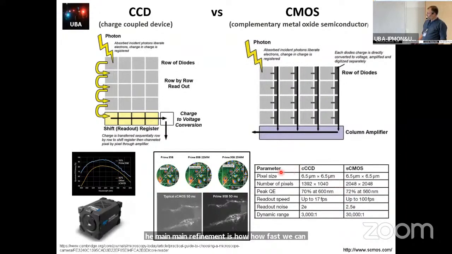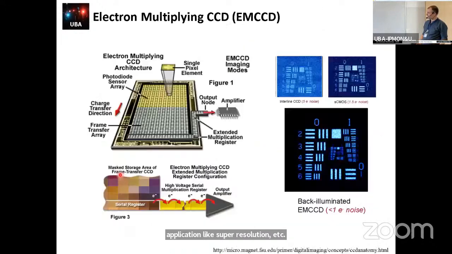Nowadays, this technology of the CMOS is reaching like 95% of quantum efficiency, which basically enables you to collect single photons, and you can work for all the applications like super resolution, etc. You can do it with this kind of camera.